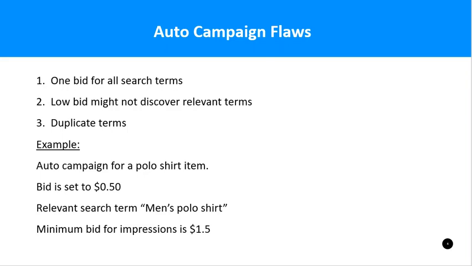So an example can be an auto campaign that we've set for a polo shirt product. We set the bid to 50 cents, and there are relevant search terms, such as men's polo shirt, for which the minimal bid for generating impressions is $1.50. So 2 things can happen. One is that we're going to get very, very few impressions and very, very few clicks, so we're not going to be able to identify and understand the potential of the relevant search term. On the contrary, the auto campaign might not generate any impressions at all for this relevant search term.